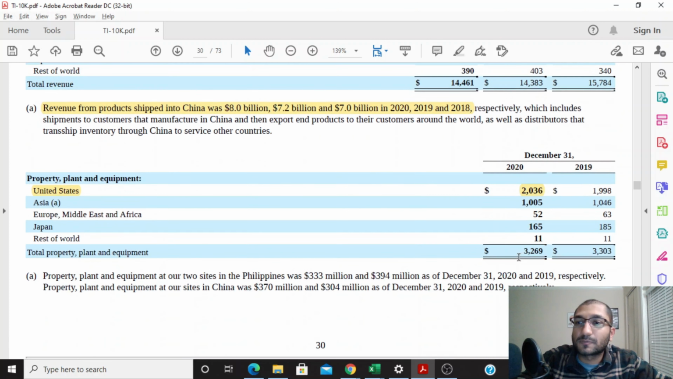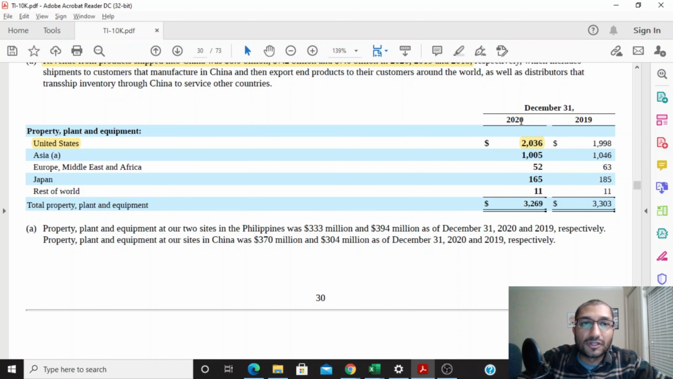Finally, looking at the company's plant, property, and equipment. For the year 2020, the majority of TI's plant, property, and equipment is located within the United States, as we can see that about 62% of the company's total plant, property, and equipment is located in the United States.